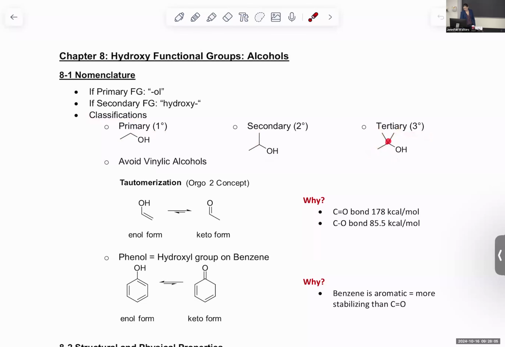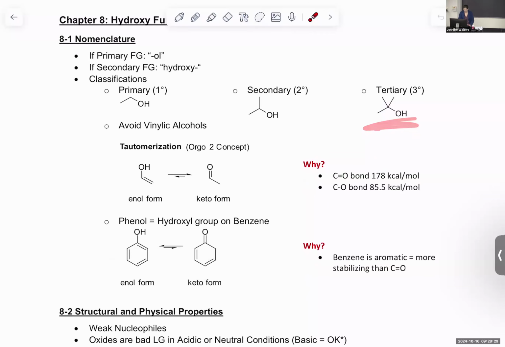And why, again, can there not be a quaternary alcohol? Yeah, because remember, neutral carbon only makes 4 bonds. You can't make 5 bonds to carbon, and you need the oxygen to be one of them. So you can't have a quaternary alcohol because one of the bonds is the oxygen atom. So tertiary is our highest classification of our alcohols.